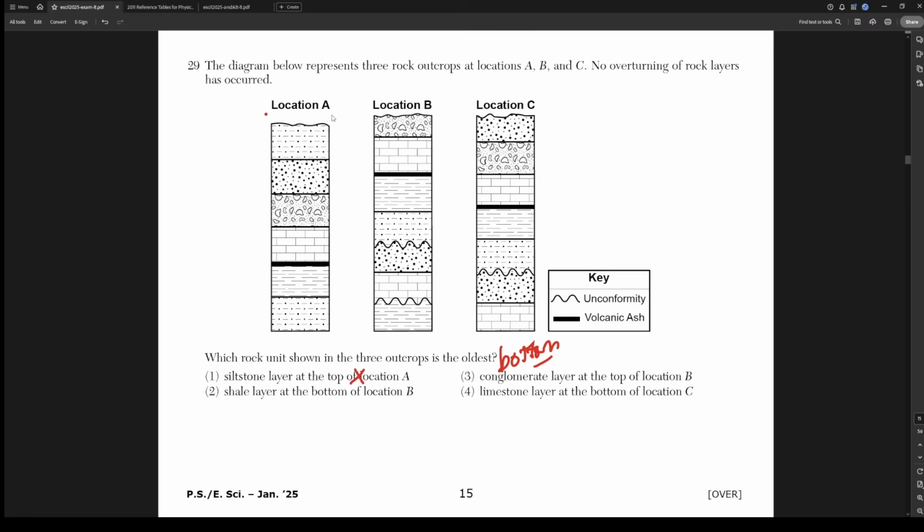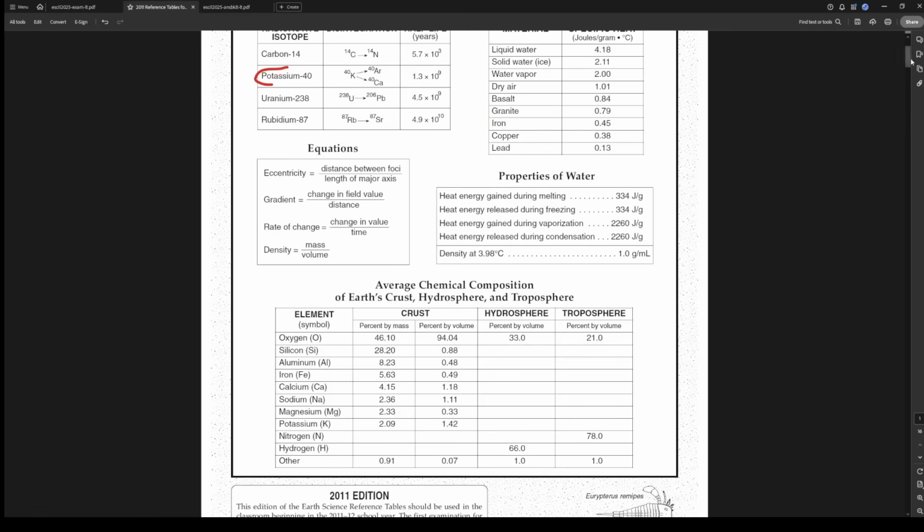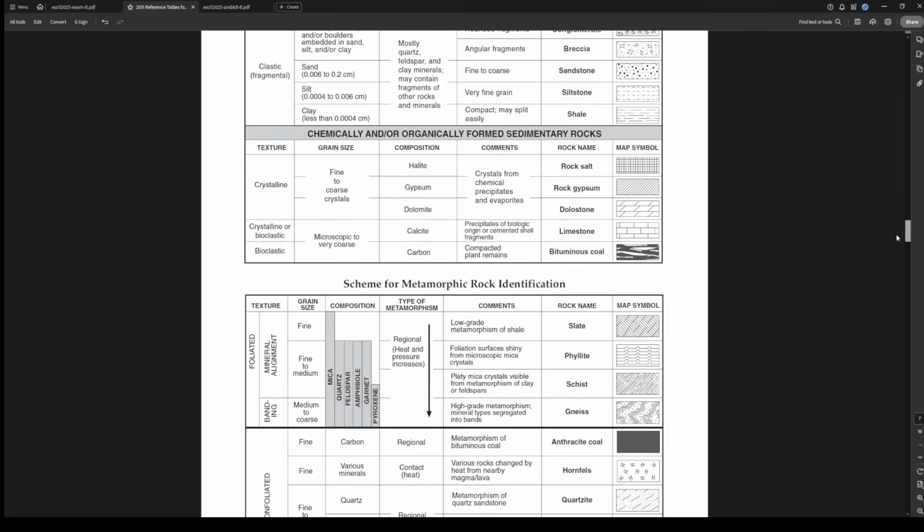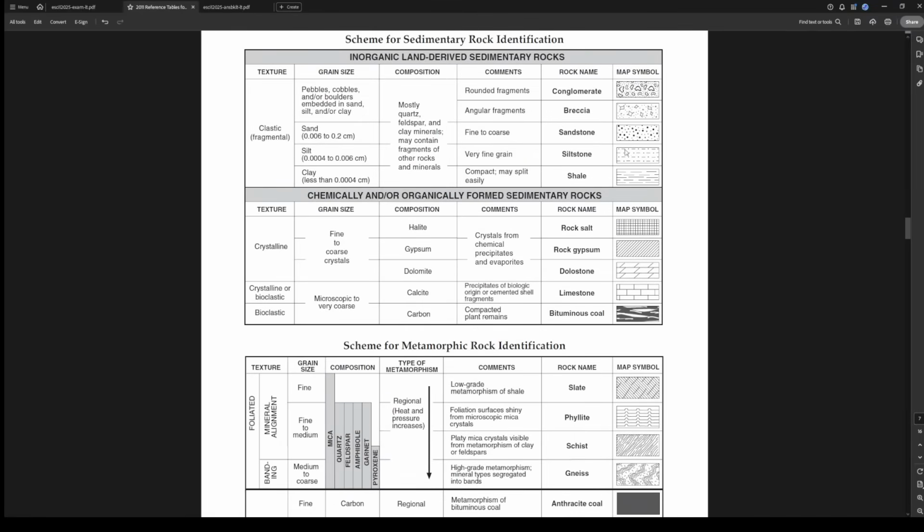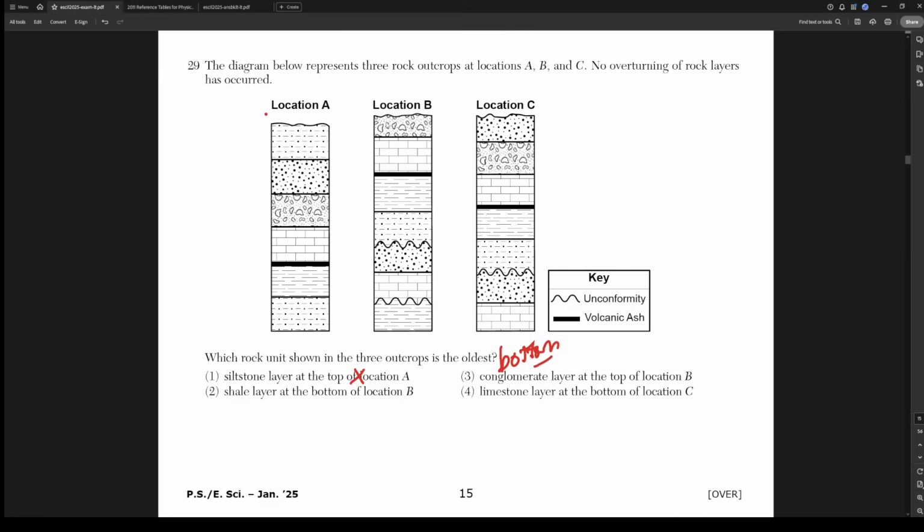If this is siltstone, we don't actually know that it's siltstone. The way you would find that out is you have to go to this page here with all the rocks and see the lines with the dots. That's siltstone. So this is siltstone. I'm just going to say silt. This is siltstone. This is siltstone. So automatically, the siltstone at the bottom is going to be older than that one. So I know that's out.